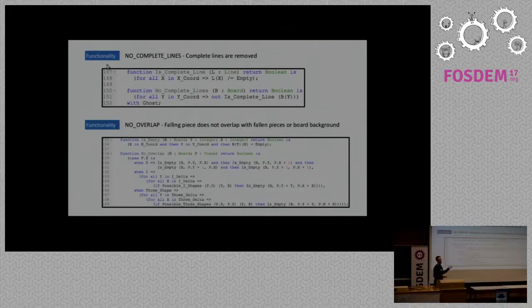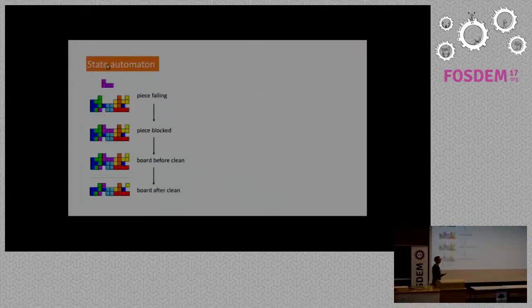Well, these properties don't always hold. They hold at certain parts of the program. And for this, we need to express the underlying state automaton of the program. For this Tetris, that's very simple. First, the piece is falling here. Then the piece is blocked. Then the piece is included in the board. So there's no current piece anymore. And then, hopefully, some full lines are removed and you score points. And here we get the board where the full line has been removed.